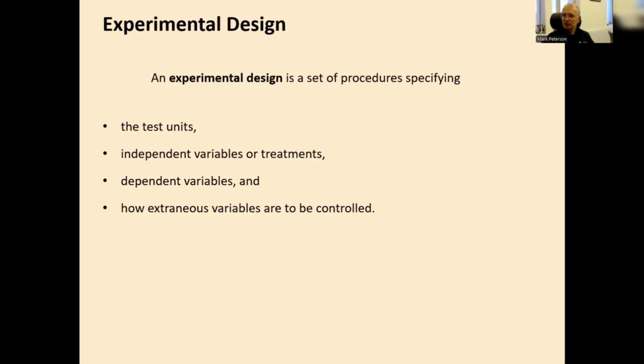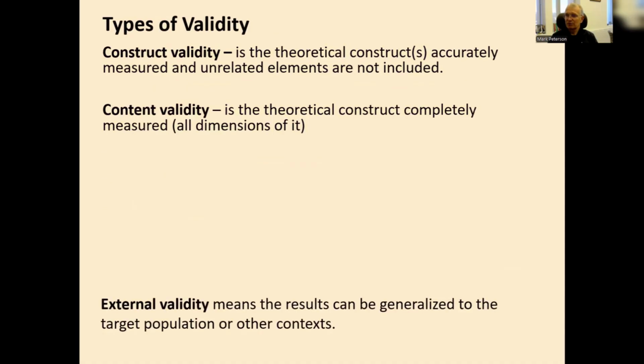So in our experimental designs, we have these test units, we have independent variables or treatments, and then we have the dependent variable, and then we're trying to control, and we do, the extraneous variables when you have a control group and random assignment. So we're very interested in, I guess, conceptual correctness of what we're doing. So you'd assess that through construct validity. So as the theoretical construct, it might be attitude, accurately measured, and unrelated elements are not included.